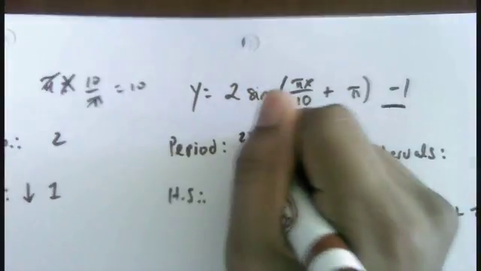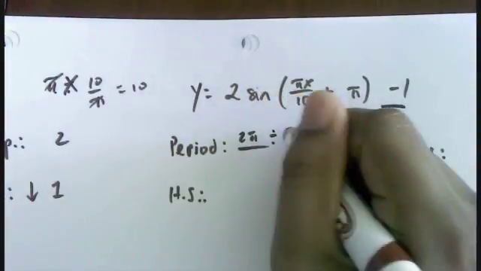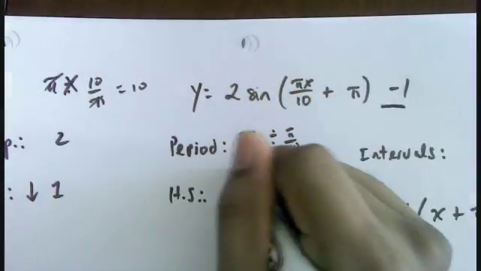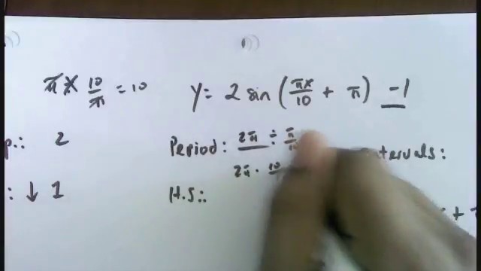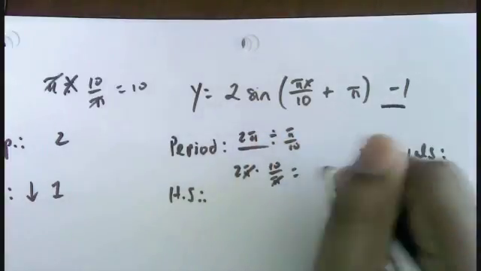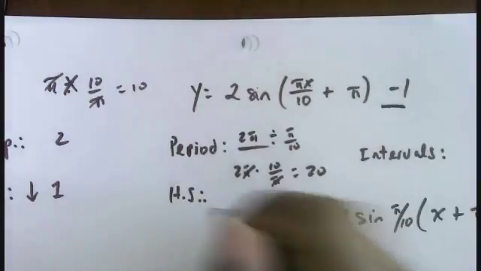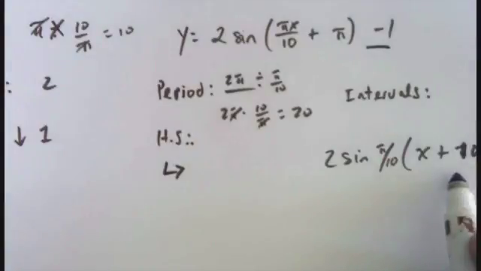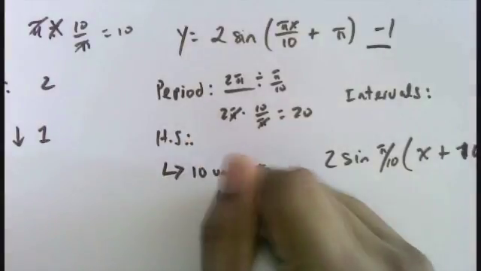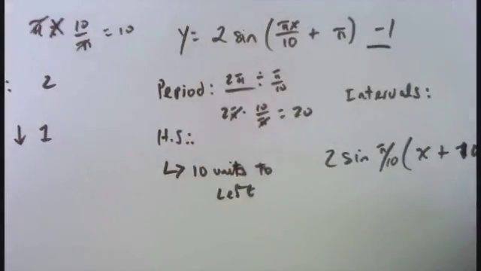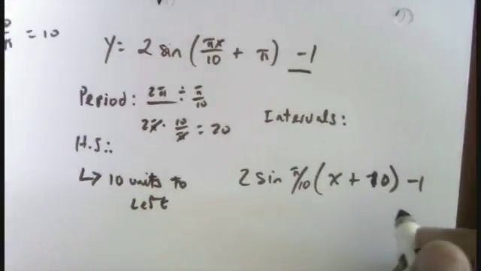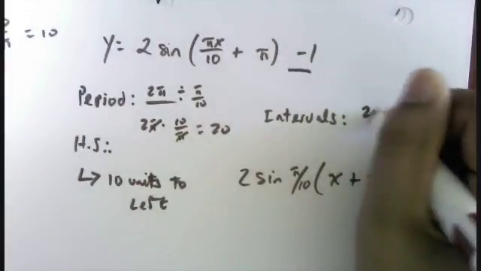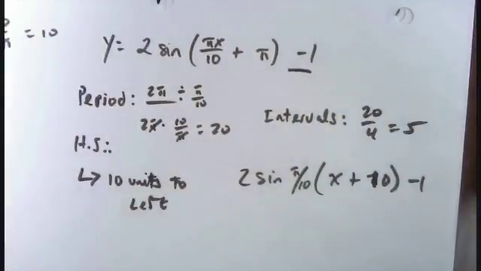That said, I have 2 pi for the period divided by pi over 10, which is the same thing as multiplying by the reciprocal, and I get a period of 20. My horizontal shift is going to be 10 units to the left. My intervals, well, I'll take my period of 20, divide into 4, and I'm going up by 5s.